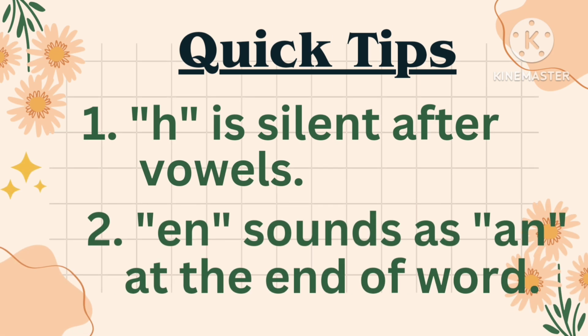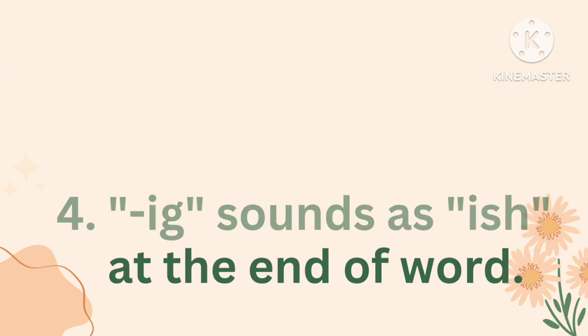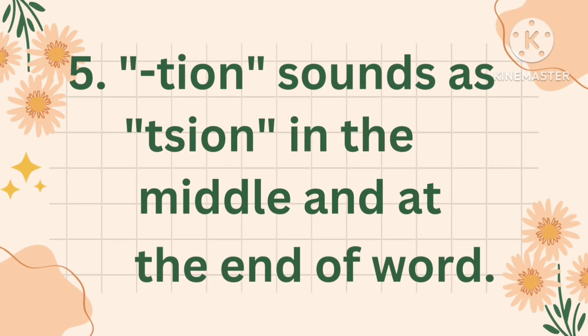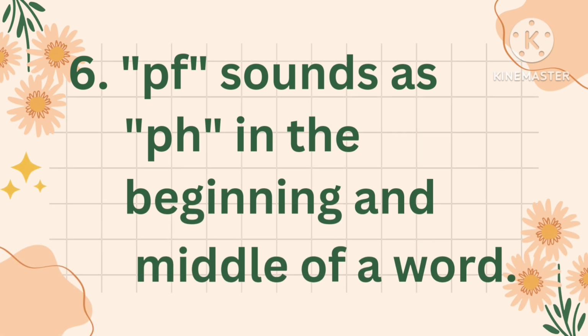Quick tips. H is silent after vowels. EN sounds as un at the end of a word. E sounds as a at the end of a word. IG sounds as ish at the end of a word. TION sounds as tion in the middle and at the end of a word. PF sounds as f in the beginning and middle of a word.